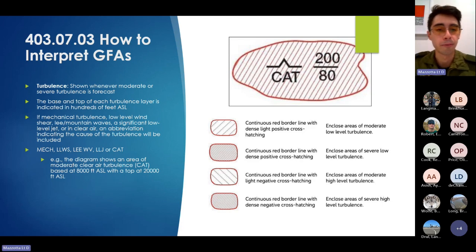Yes, I can slow down, sorry. So for example, on here, this is where you can see the different abbreviations and the type of turbulence. So for this example here, you've got clear air turbulence, or CAT, with the bases at 8,000 feet and the tops at 20,000 feet.